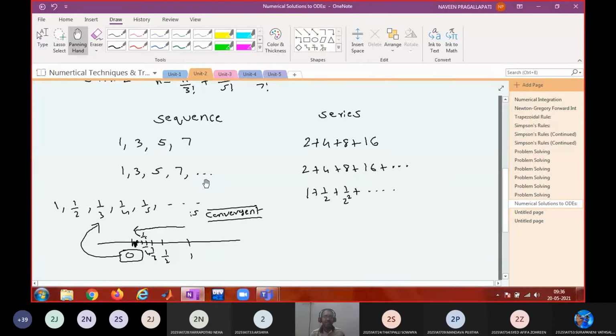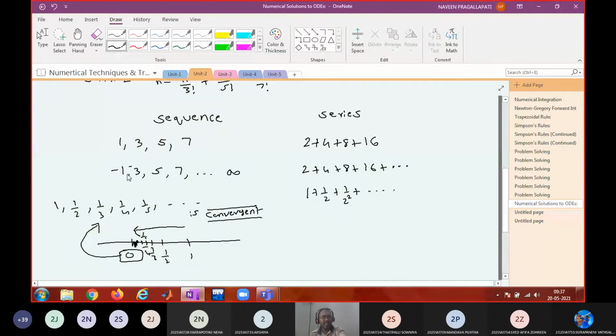Diverging to 1, 3, 5, 7, 9, 11, 13, 15, 17 and so on. So where is it diverging? Infinity, sir. Plus infinity. Am I right? And if I write like this, -1, -3, -5, -7 and so on, then as n tends to infinity, where is this sequence going to? It is diverging to minus infinity.